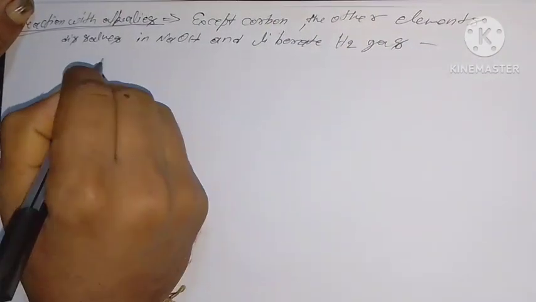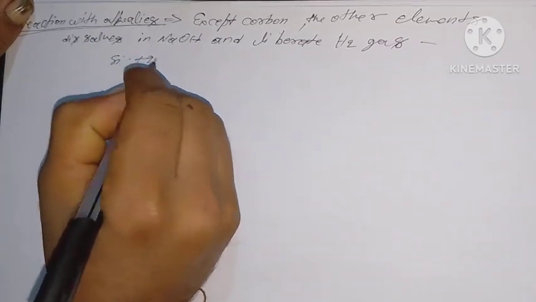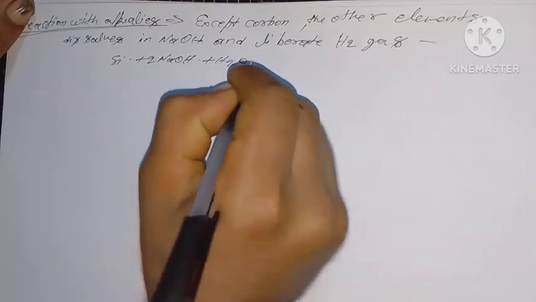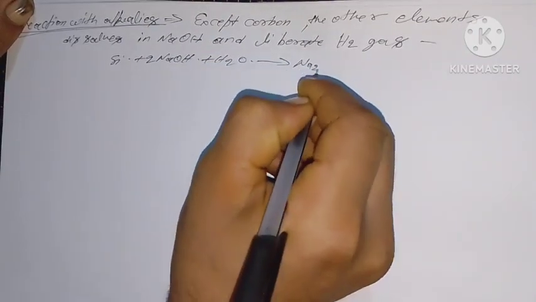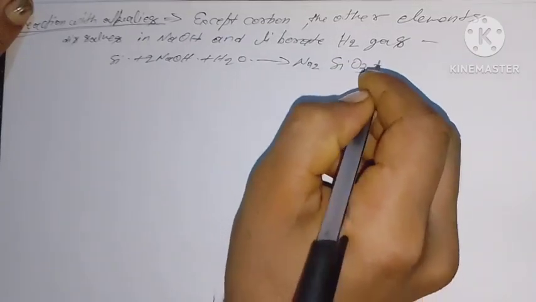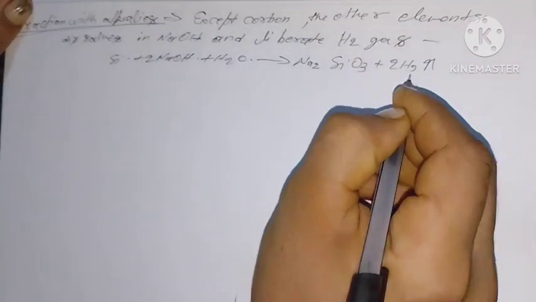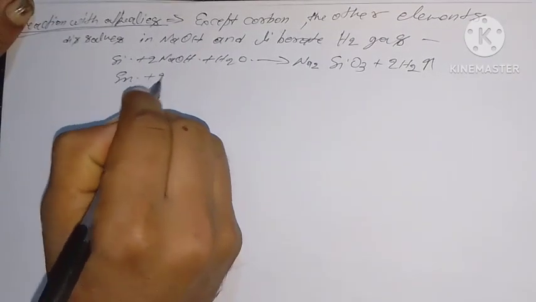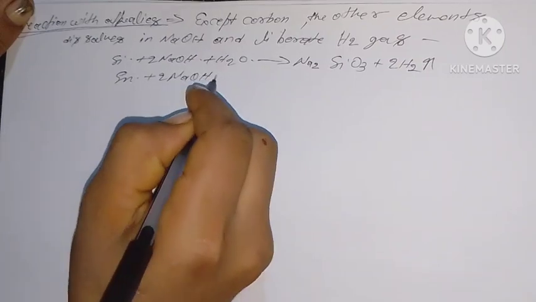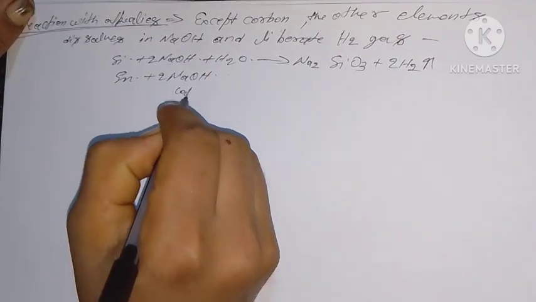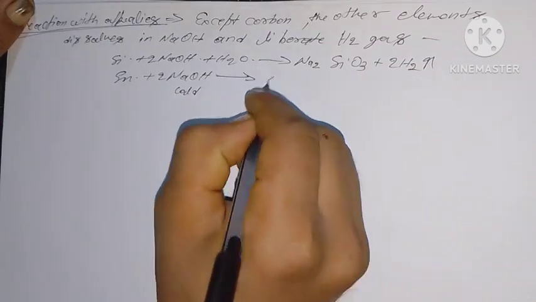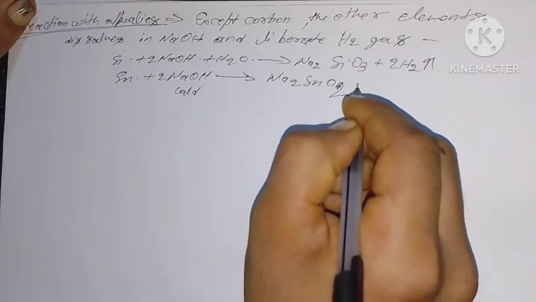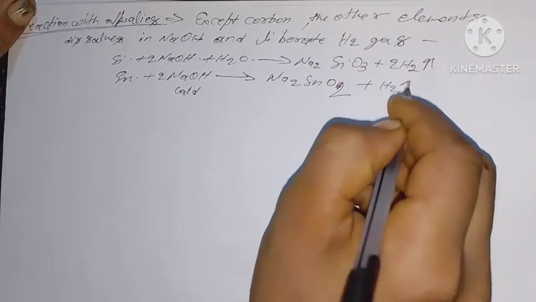As an example, silicon plus 2 NaOH and water H2O makes Na2SiO3 plus hydrogen gas. And tin plus 2NaOH, that is cold sodium hydroxide, makes Na2SnO2 plus H2, hydrogen gas.